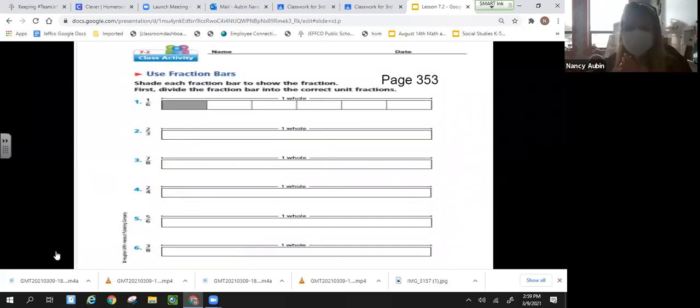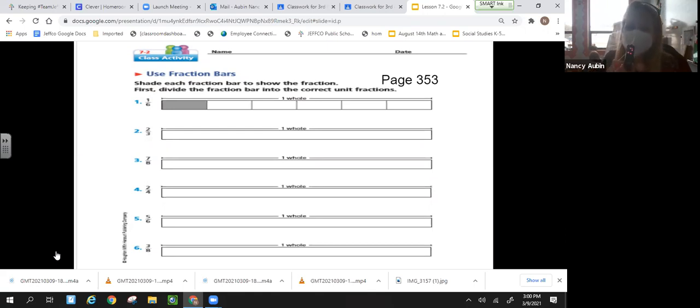We're going to use our bars to help us with this activity. We're going to shade each fraction bar to show the fraction. But before we can do that, first you have to divide the fraction bar into the correct unit fractions. So you can see what they did with the first one, 1/6. First, they divided the bar into 6, just like we did with our strips, right? We're on page 353, Josh, in our workbook.